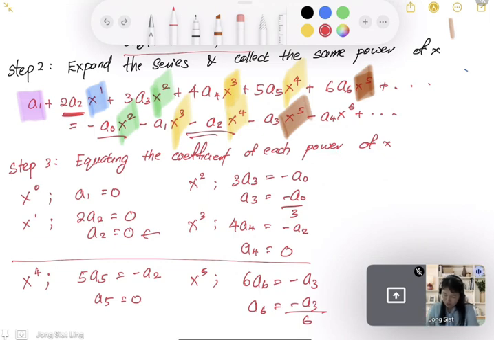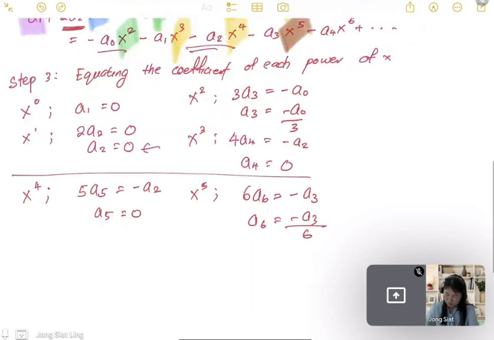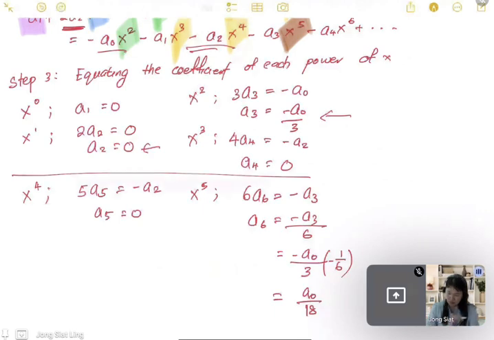This is also equivalent to negative a3, and a3 is negative a0 divided by 3. So negative a0 divided by 3, then with the initial one, negative 1 over 6. So I get a0 over 18. That is my a6.